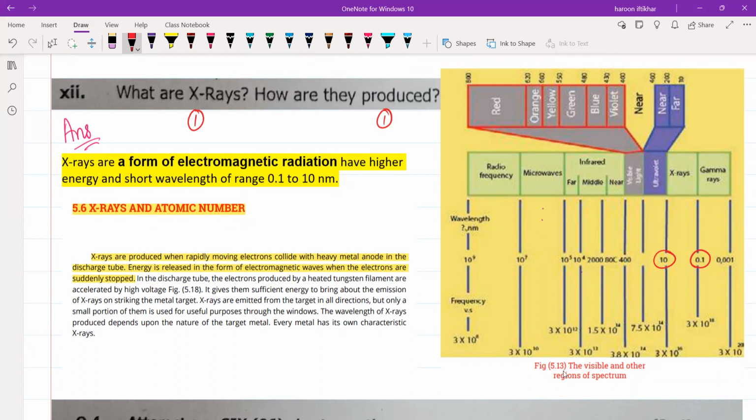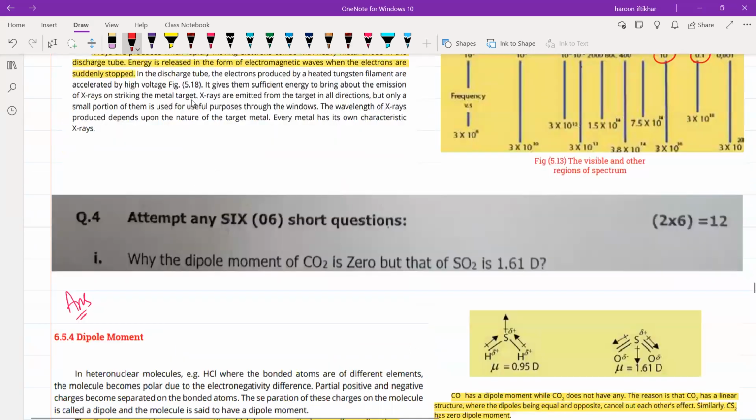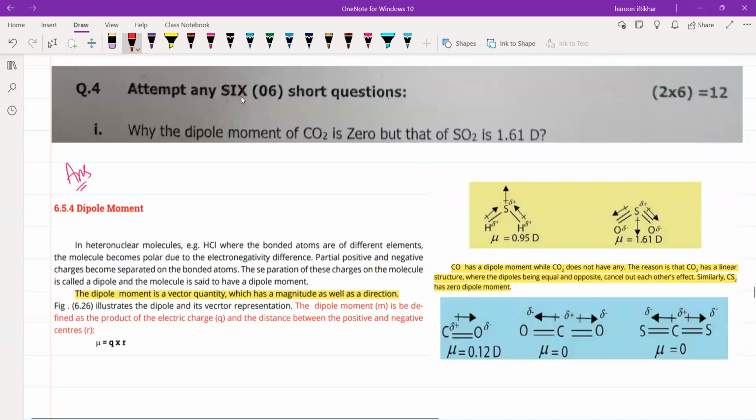Okay, one answer you can derive from the 5.13 diagram and the other from 5.6. Okay, question 4 is about the dipole moment. 4.1: Why is the dipole moment of carbon dioxide 0 while that of sulfur dioxide is 1.61?